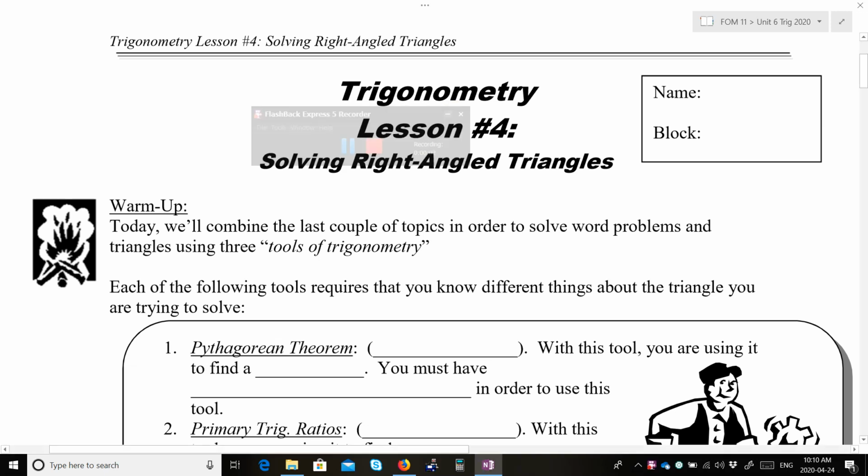Hi again, everybody. This is lesson 4 of trigonometry. It's called solving right-angled triangles. And as usual, I'm going to call mine answer key.